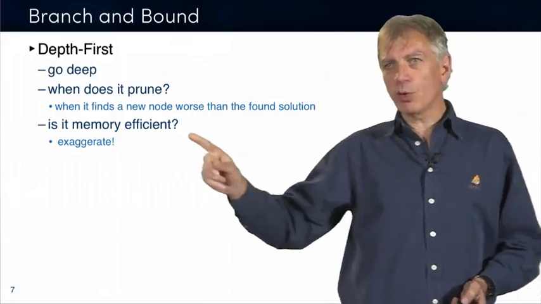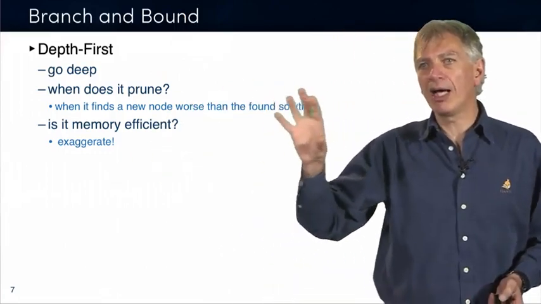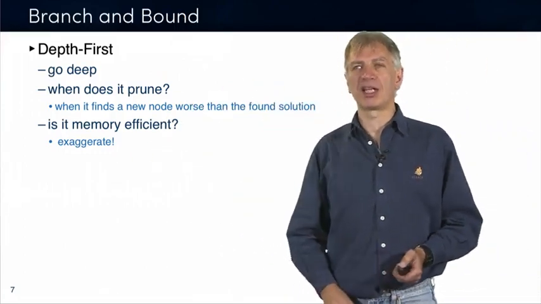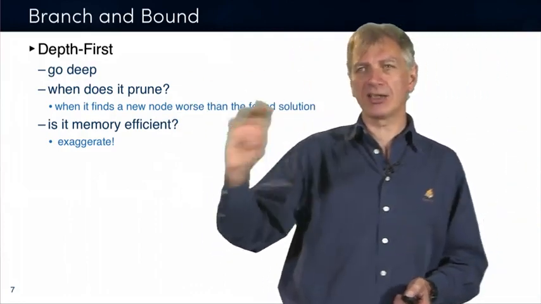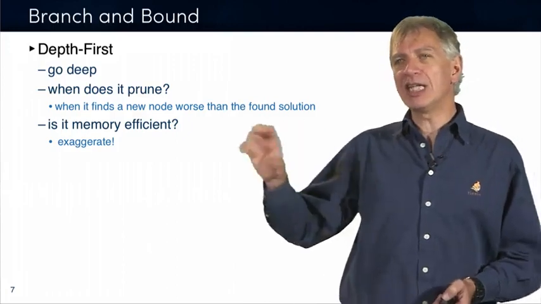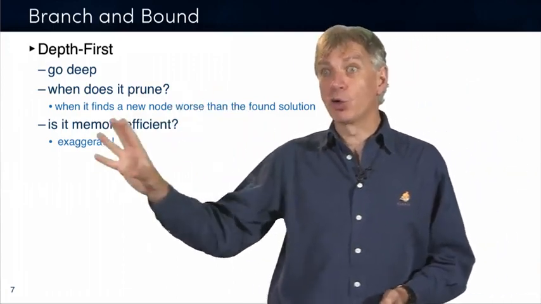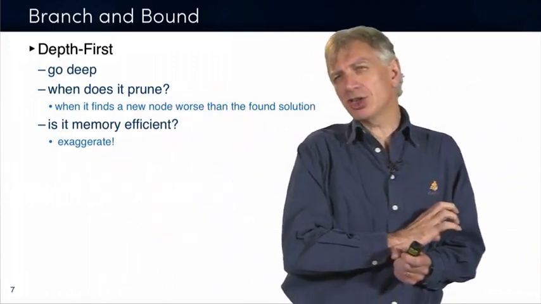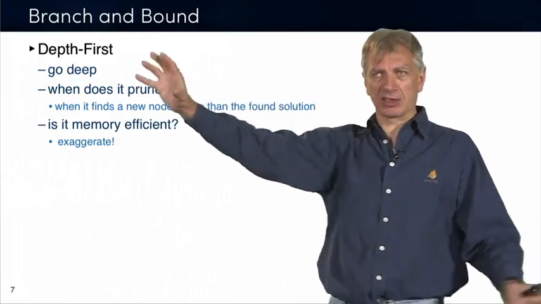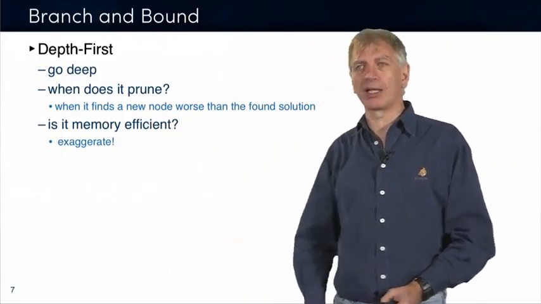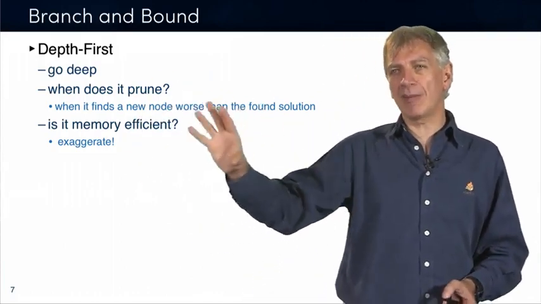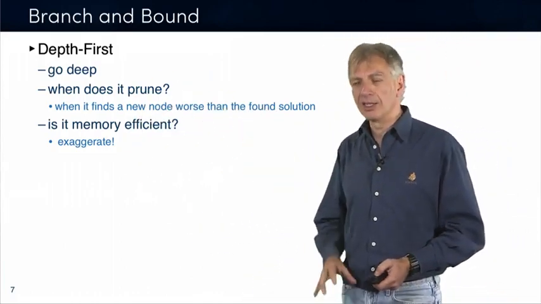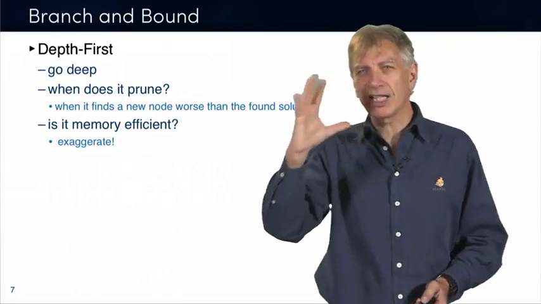And one of the questions that I have for you is how efficient is it from a memory standpoint? I'm going to always ask you questions like this during this class. And the key idea when you want to answer them is you have to exaggerate. So just assume extreme cases and try to see how these things are working. So how much space is a depth first branch and bound going to take? Can you find the answer to that?